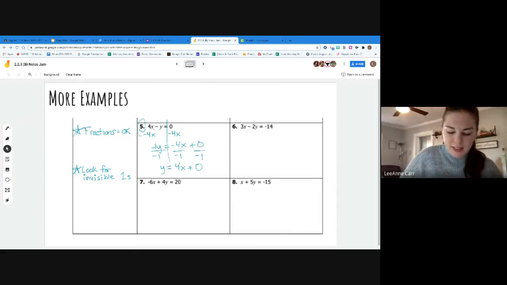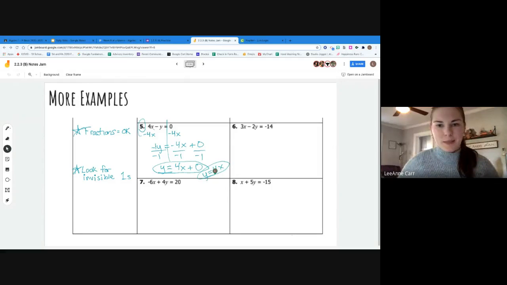And then there are a couple correct ways you could write this. 0 divided by anything is just 0. And we could leave it just like this. Another correct answer, you could just put y equals 4x. Both of those would be correct. Same thing.